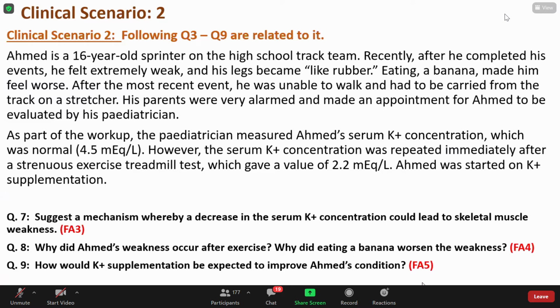Question number 9, please. Who is going to FA5, please? Assalamu alaikum, doctor. Walaikum salam. What's your name? Rima Silmi. Rima, please read. So how would potassium supplementation be expected to improve Ahmed's condition?